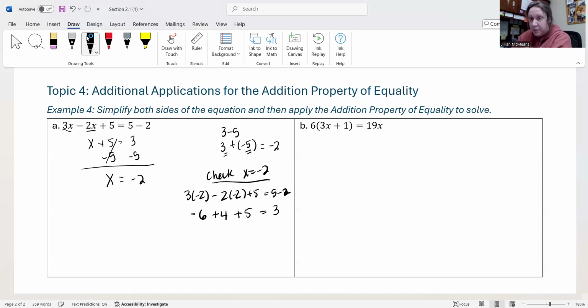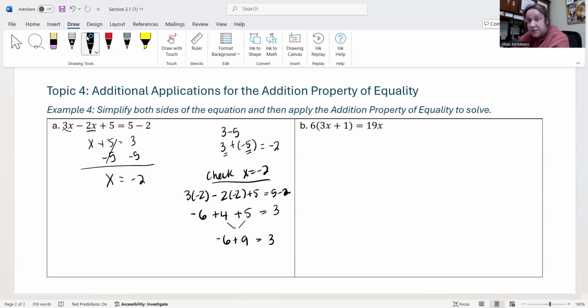And then I'm going to drop down my plus 5. And then 5 minus 2 we know is 3. Okay? So now negative 6 plus 4 plus 5. Let's go ahead and look at the 4 and the 5 since they're both positive. 4 plus 5 is just 9. So I get negative 6 plus 9 equals 3.